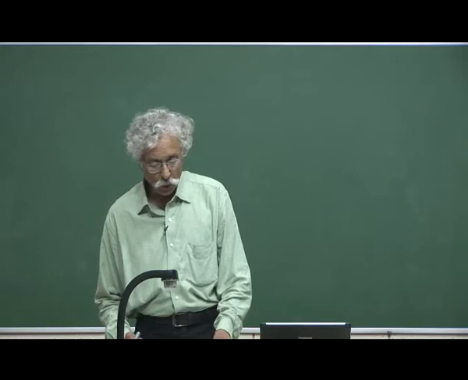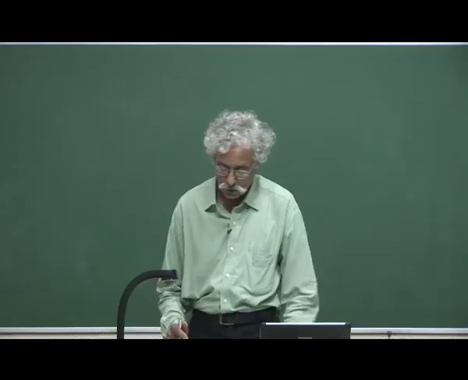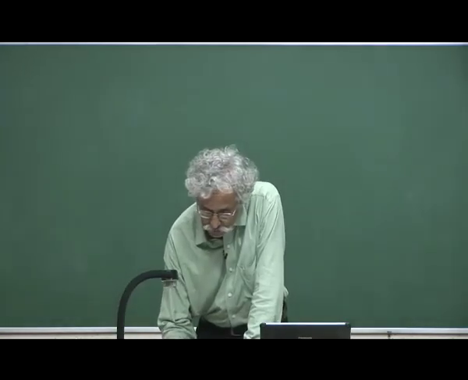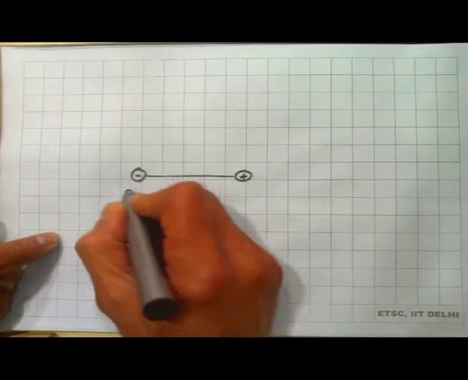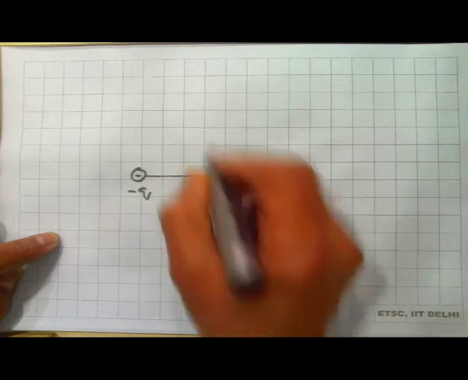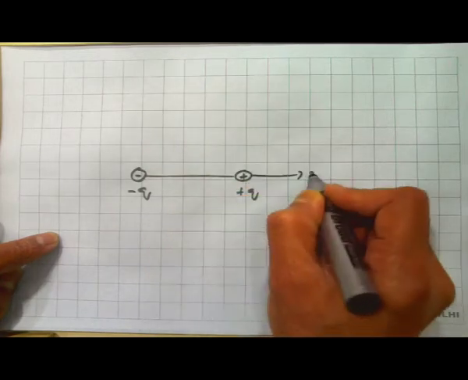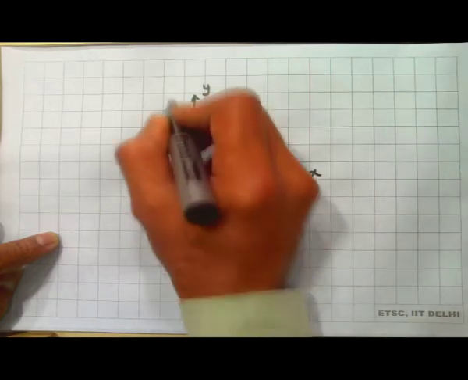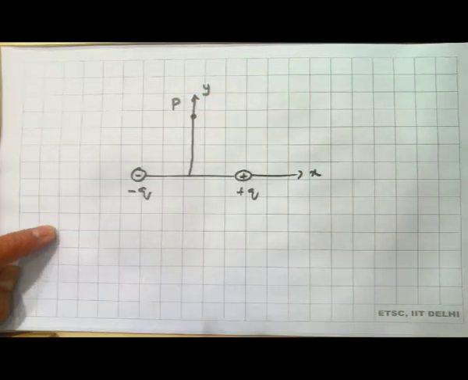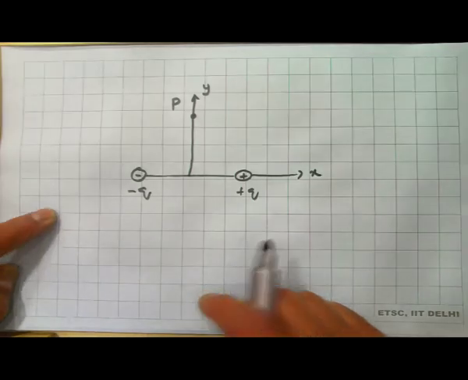We can now also calculate, through a simple calculation, the electric field on the equatorial plane. So, this is plus q, minus q here, plus q here. This is the x axis and this is the y axis, and I take a point here, point P, at which I want to calculate the electric field.